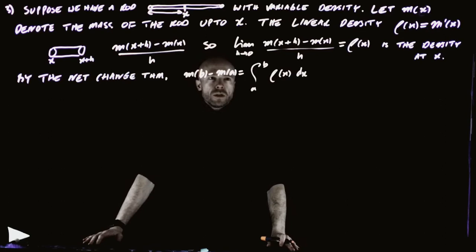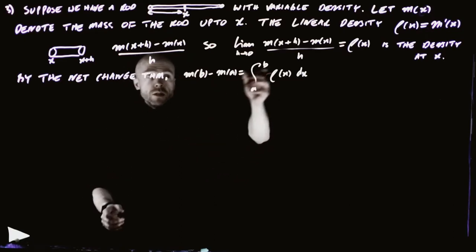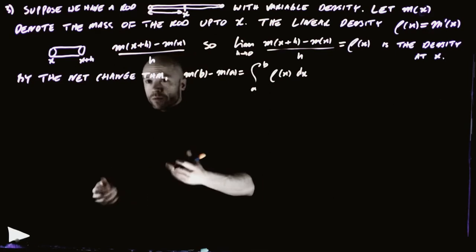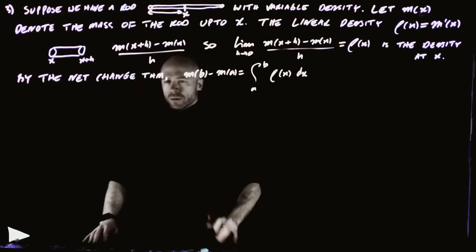Yeah? So being able to precisely calculate what the mass of some piece of the rod is just from this density is a very good thing to be able to do, a thing of real practical value. Yeah? Cool. All right, perhaps one more example.